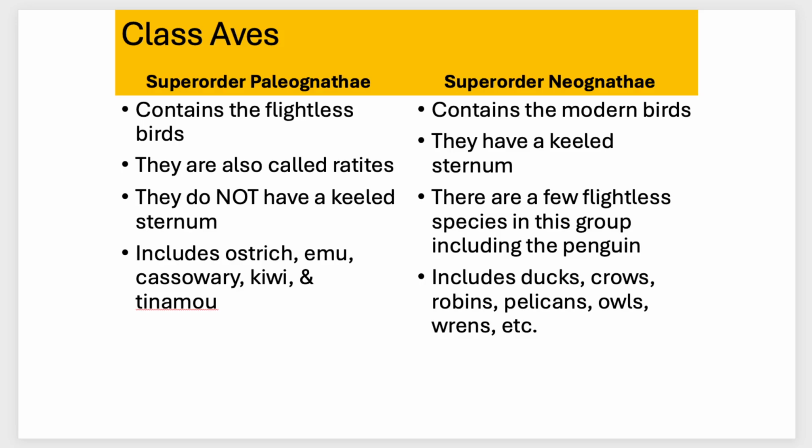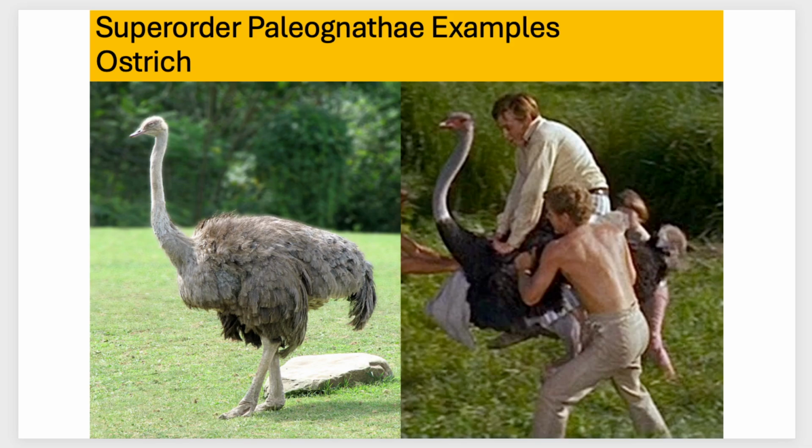So these are the differences between the Paleognathi and the Neognathi. Again, the keeled sternum is a huge difference there. The Neognathi are our modern birds, and that will include some flightless ones, but most of the Neognathi are going to be able to fly. And the Paleognathi are going to be all the flightless birds. Think of an ostrich or an emu.